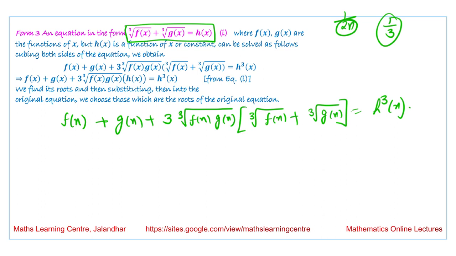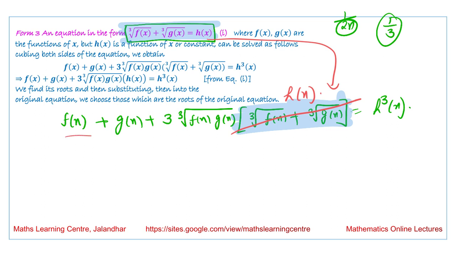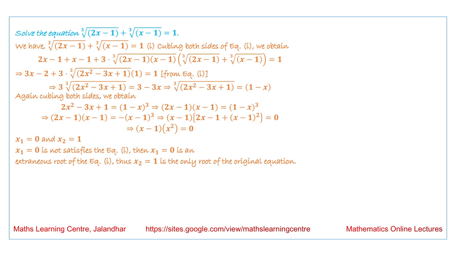Now if we look at this term, cube root of f(x) plus cube root of g(x), its value is basically h(x). So in place of this whole term we can write h of x. So this system is equivalent to this system. We solve this system for x, and after calculating the values we verify whether the roots satisfy the given system or not.